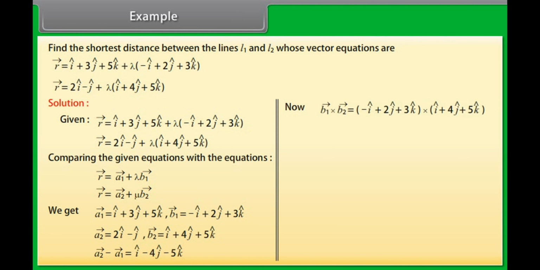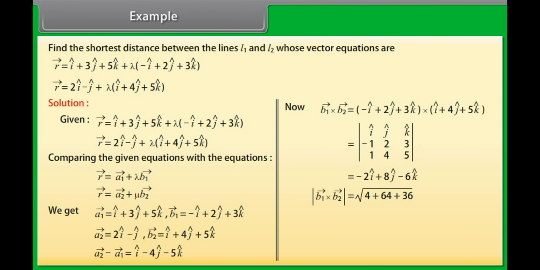Now, cross product of vector b1 and vector b2 is (minus i cap plus 2 j cap plus 3 k cap) cross (i cap plus 4 j cap plus 5 k cap) equals determinant, row-wise, first row i cap, j cap, k cap, second row minus 1, 2, 3, third row 1, 4, 5, equals minus 2 i cap plus 8 j cap minus 6 k cap.